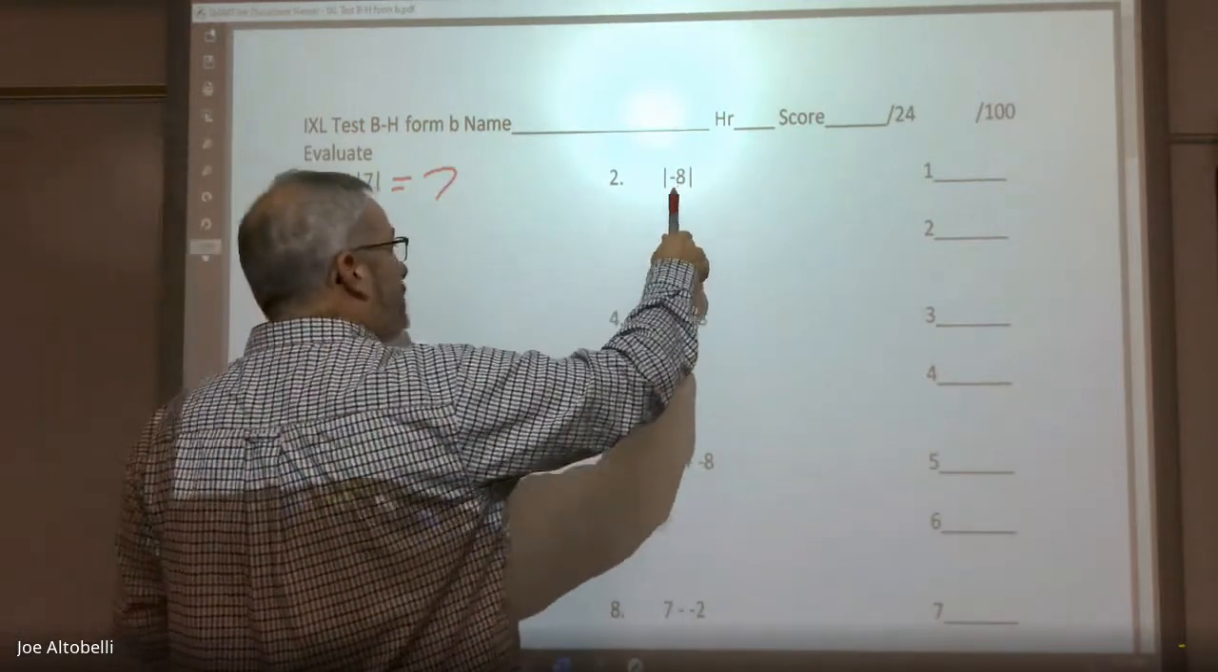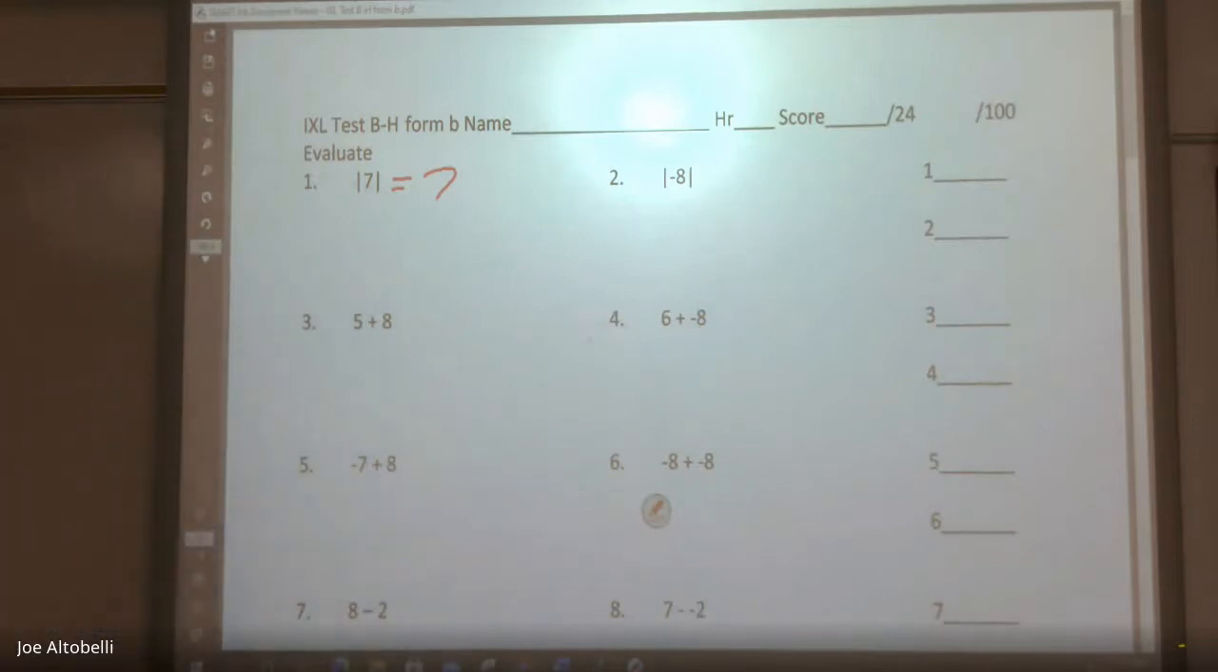The absolute value of a -8. It's asking how far is it from 0. So how far is a -8 from 0? 8. Not -8, it's 8. Absolute value is the distance. The distance I measure is always positive.